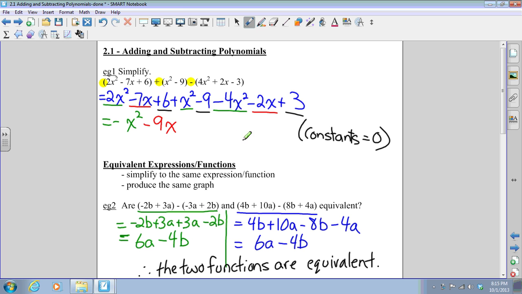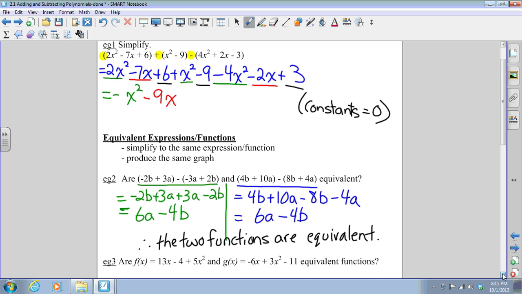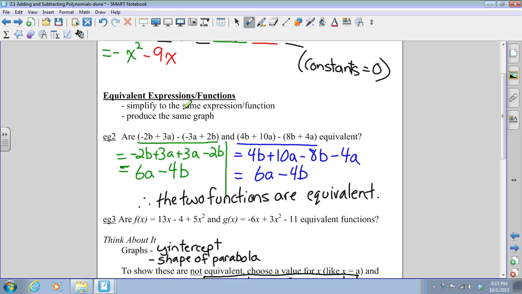So that should be a review from last year. Something that we're going to add on here, which is called equivalent or equal functions or expressions. Okay? And the equivalency part is what's going to be new. Okay?